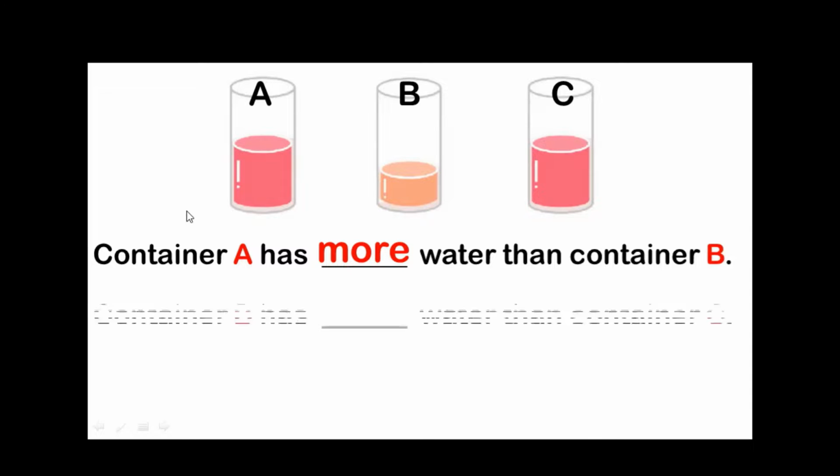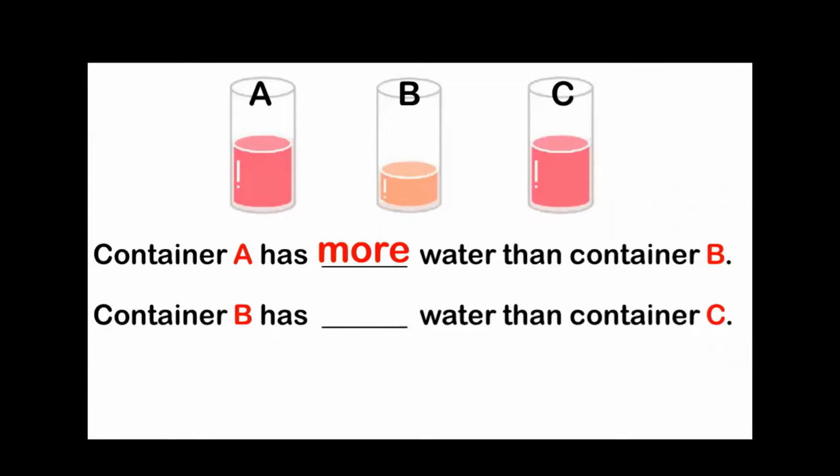Namcha, you listen. Next, Baibua. Container B has more or less than container C. Baibua, look at container B. Container B has blank water than container C. Container B has less water than container C.